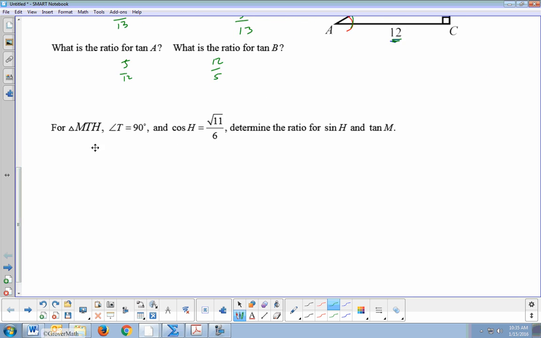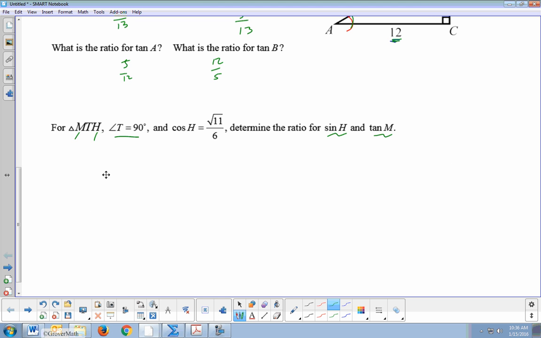Then we give you problems like this. For triangle MTH, angle T is 90 degrees. That's important that we know which one's the right angle. That means that M and H are the two acute angles. Cosine H is rad 11 over 6. Determine the ratio for sine H and tangent M.